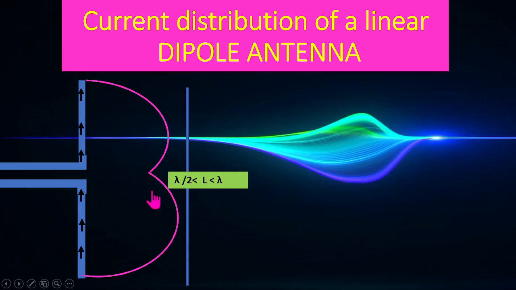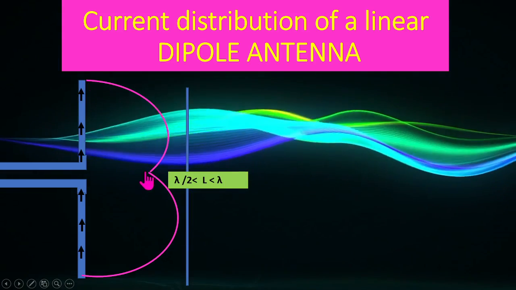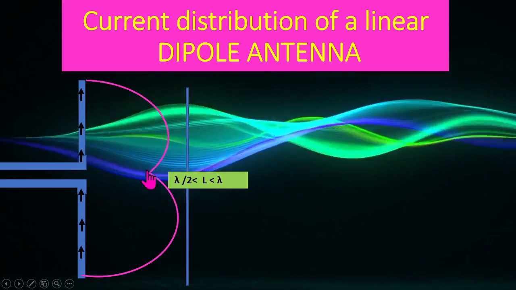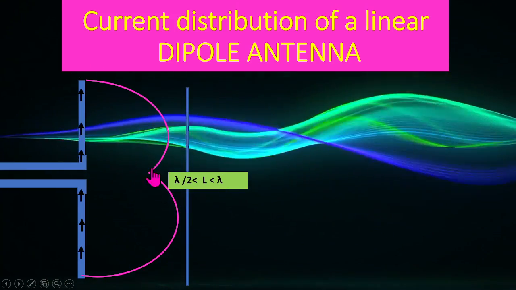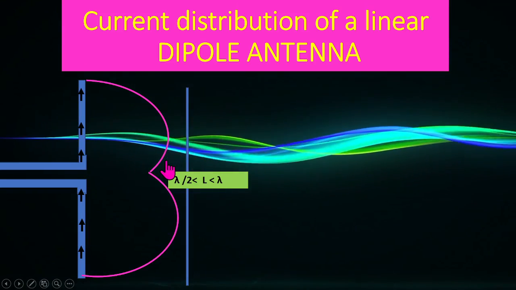And if we go for the third case, in which the length of the antenna lies between lambda by 2 and lambda, at that time the current distribution will be like this. It's like a big curve. So at this point we have a dip.